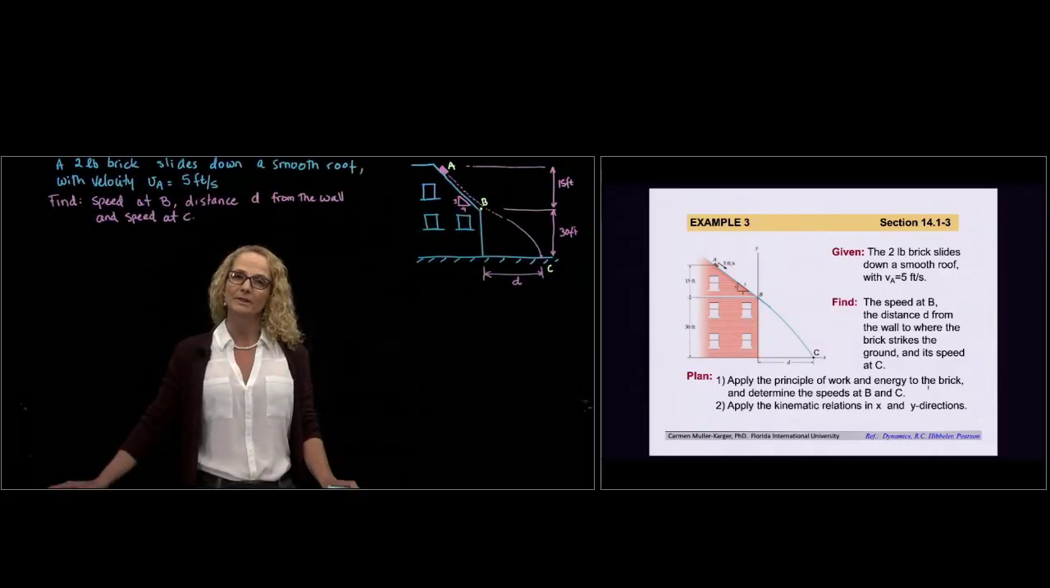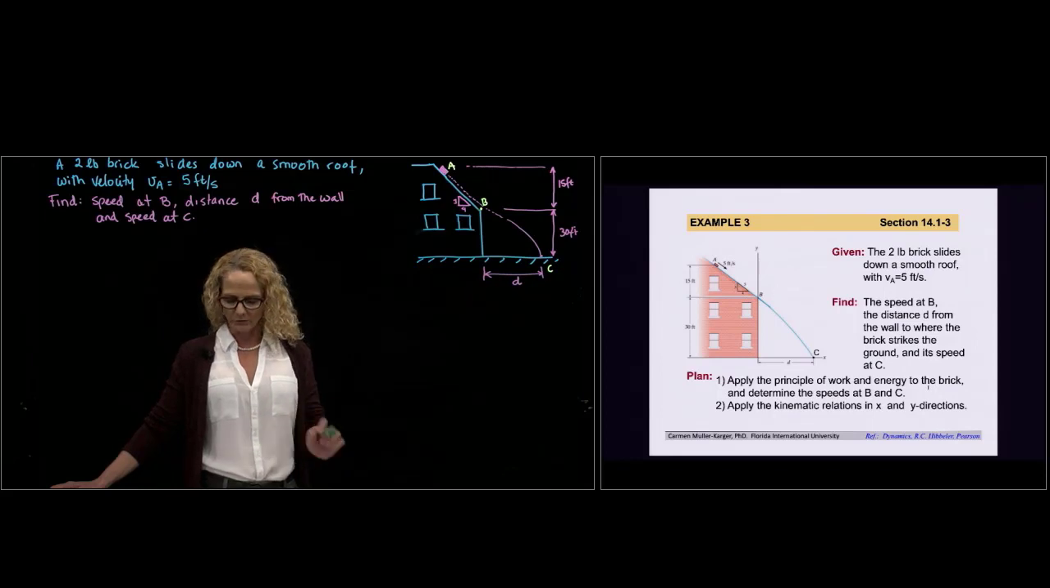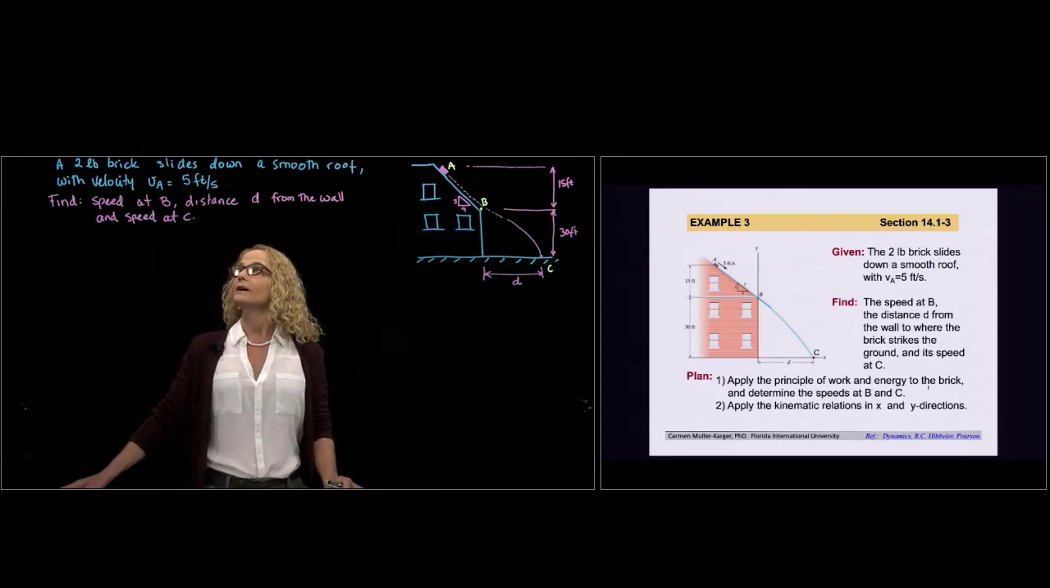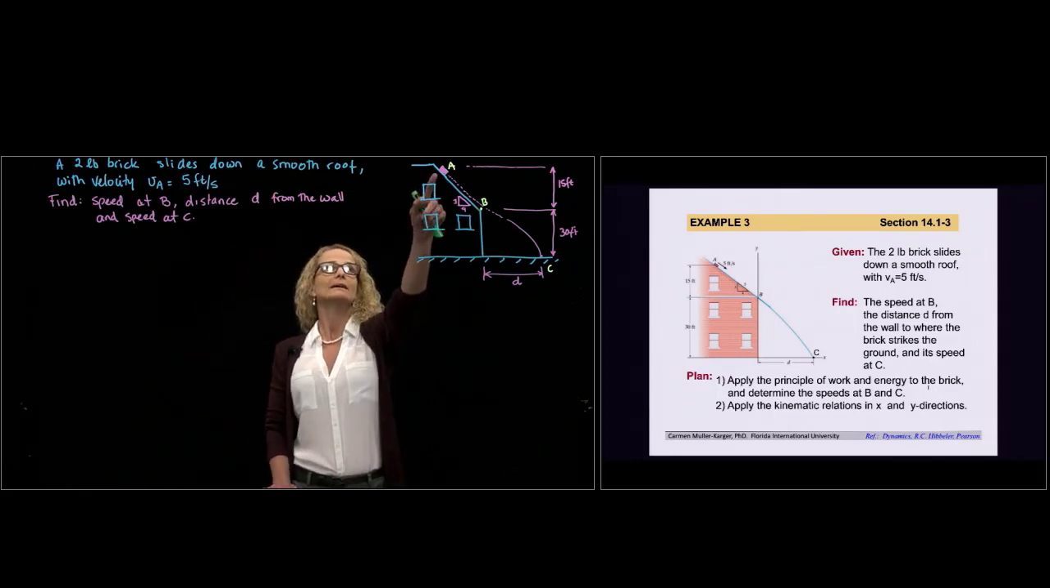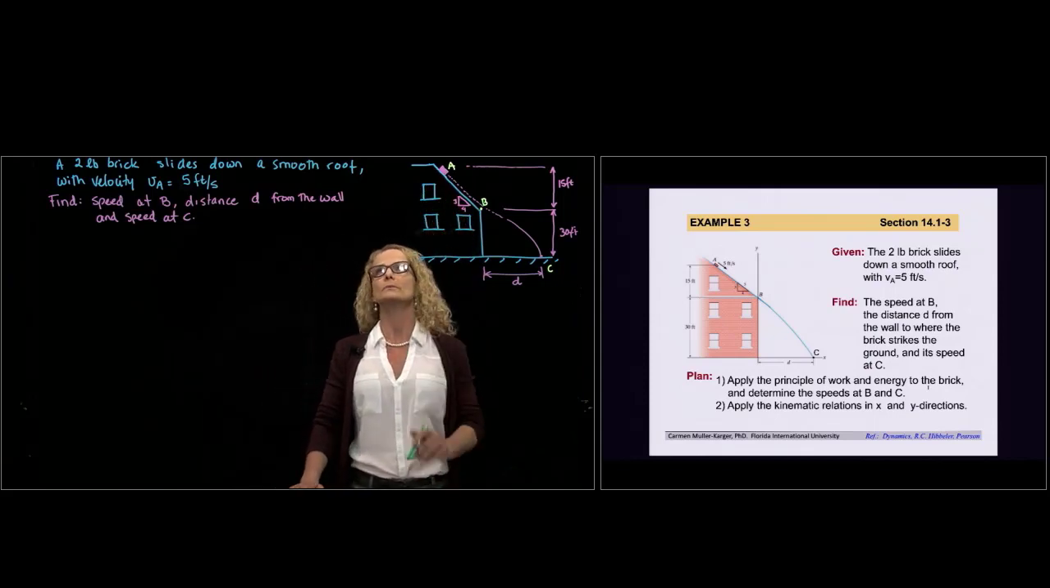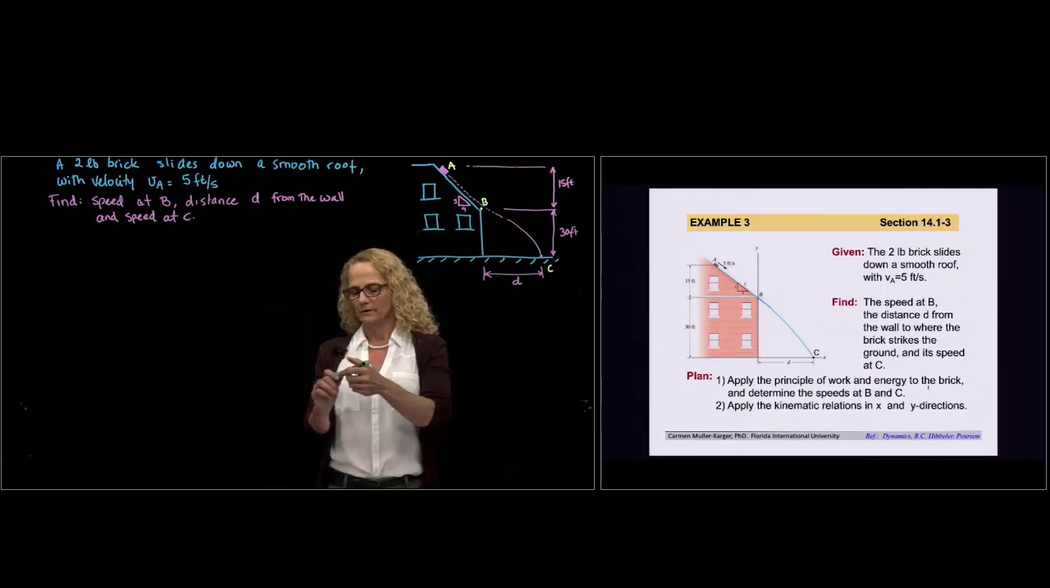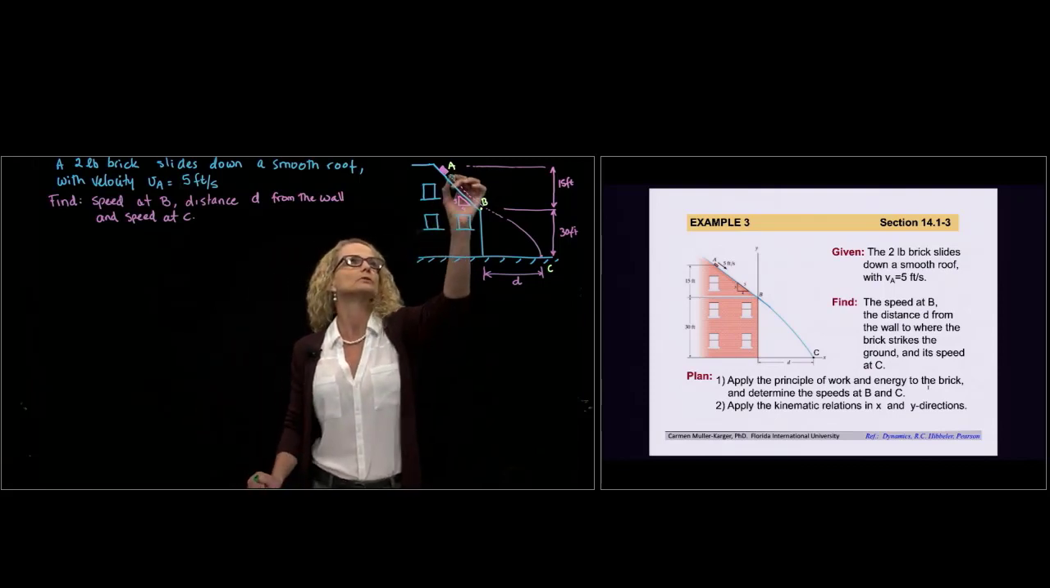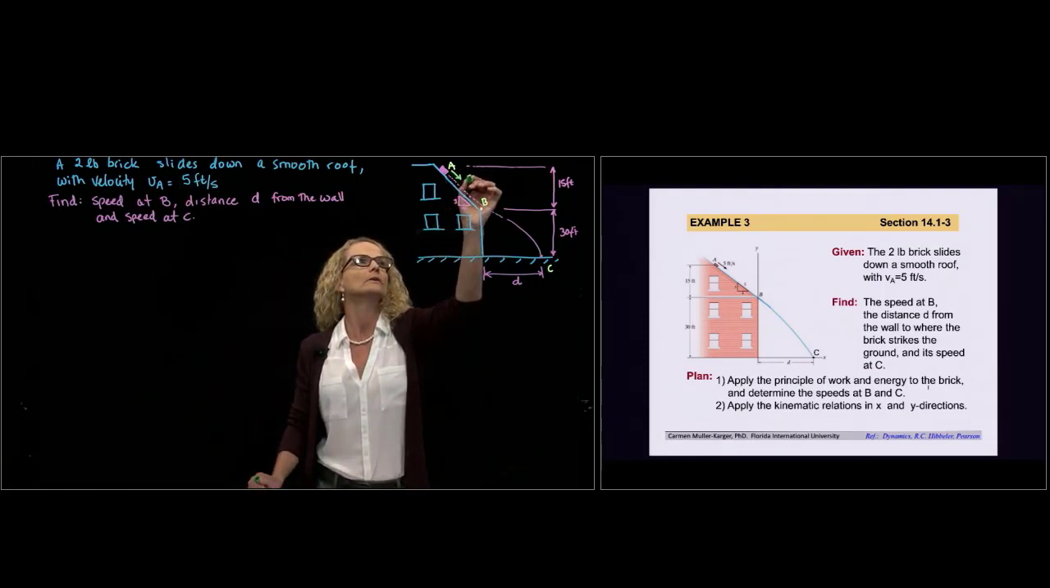Okay, this is example number 3 of section 14.1.2.3. We have a 2-pound brick that slides down a smooth roof. This is a smooth surface with a known initial velocity of 5 feet per second.